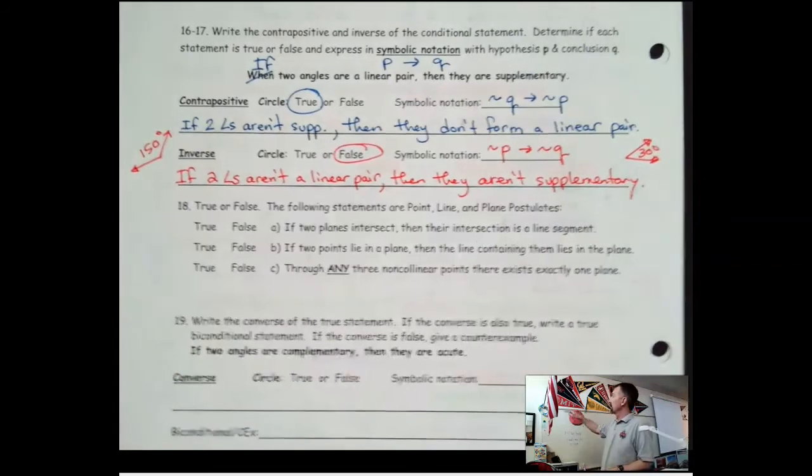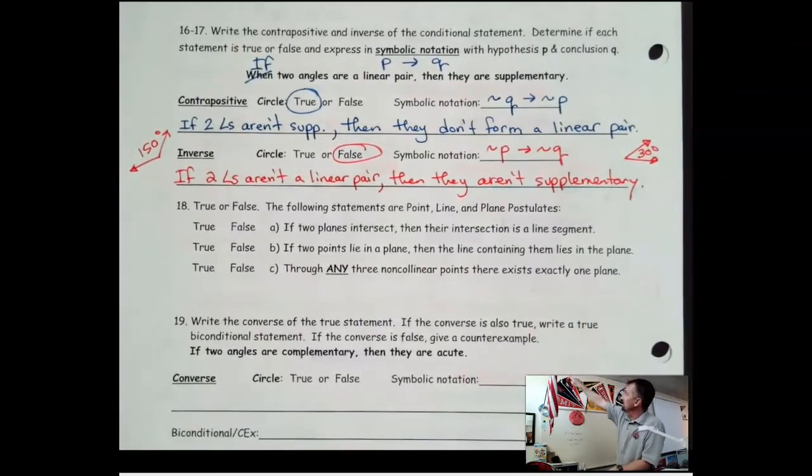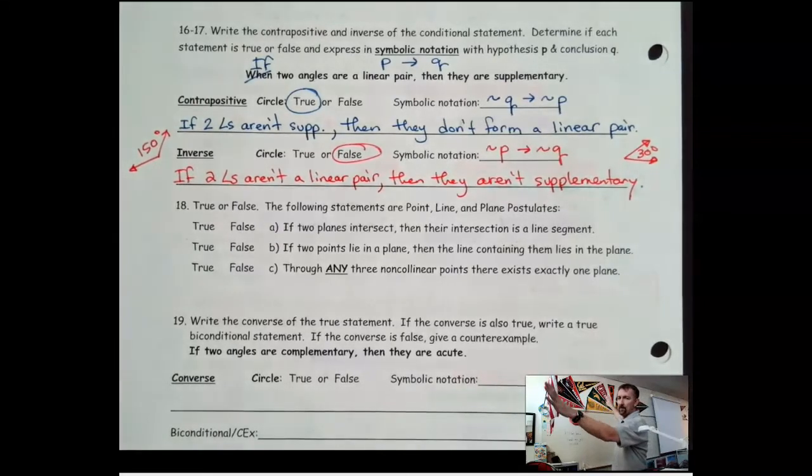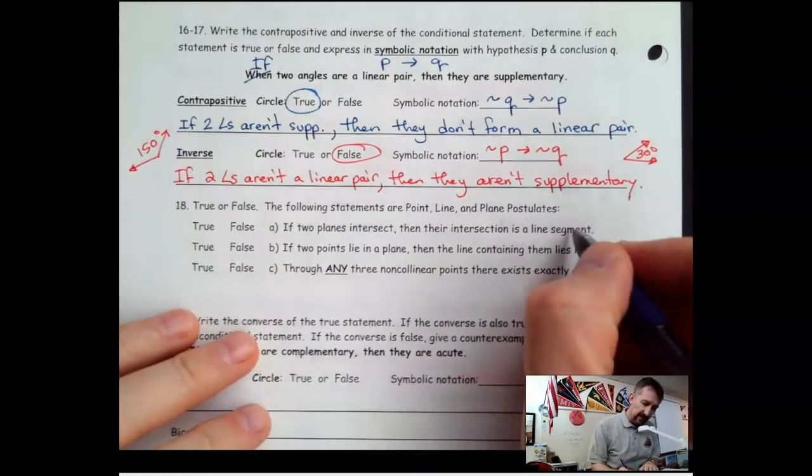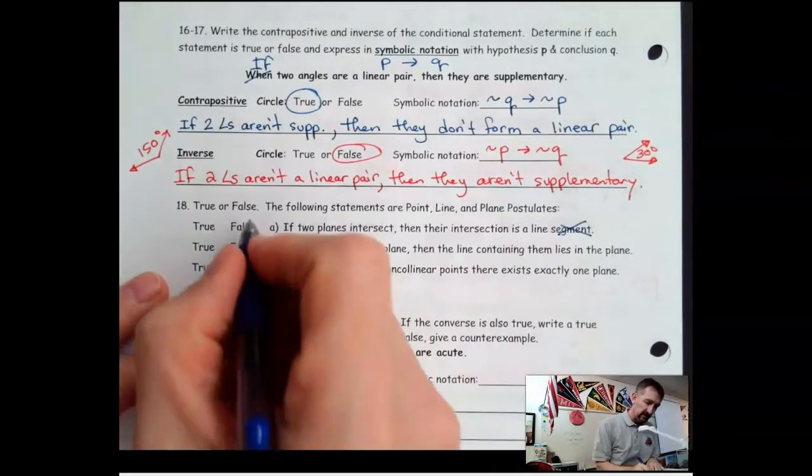We could look at where the front wall intersects the ceiling, and it looks like a line segment going across. But you have to remember that a plane goes on forever, so we have to imagine that the front wall continues out into the parking lot and up into the sky, and it keeps going. And the ceiling keeps going. If those planes went on forever, then that line segment where they meet would go on forever. So actually, it's a line, not a line segment. So that's false.